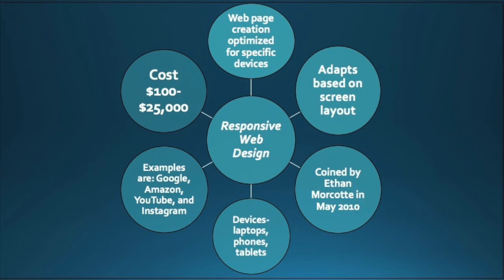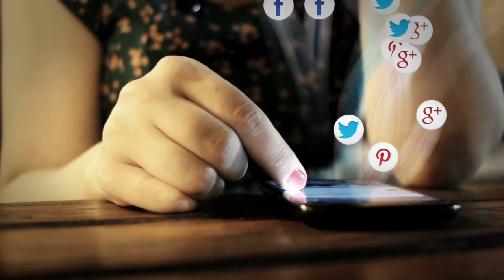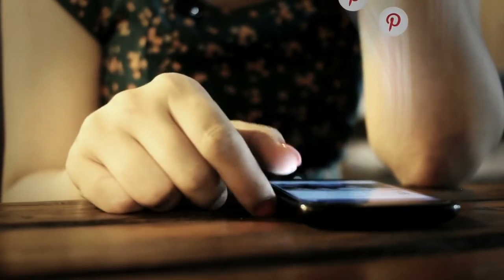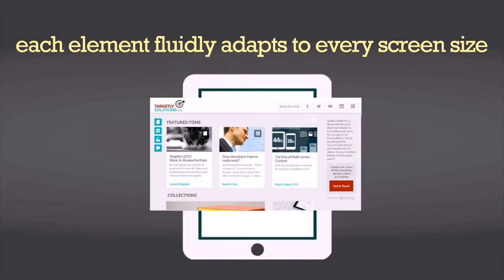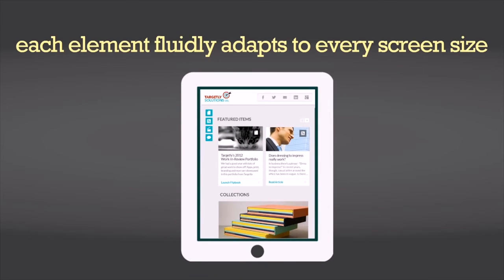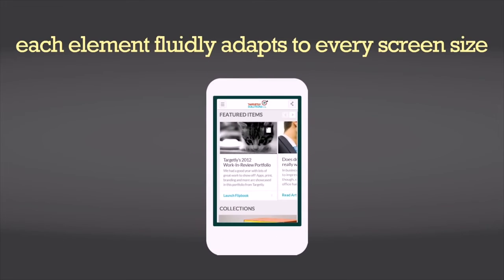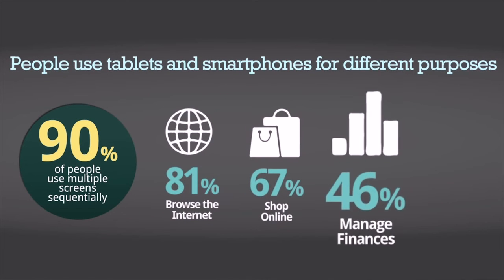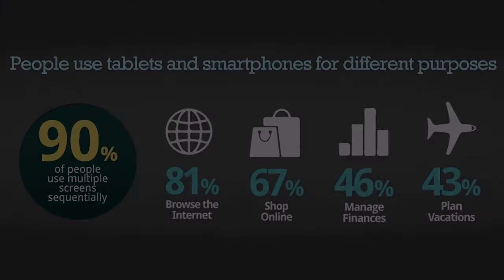To summarize, responsive web design, coined by Ethan Marcotte in May 2010, adapts based on screen layout and is optimized for specific devices. Such devices could be laptops, phones, tablets, and desktops. Some examples of websites that use responsive web design are Google, Amazon, YouTube, and Instagram, and the cost could vary between $25,000 and $100,000.